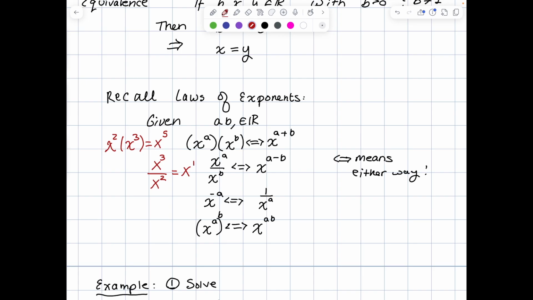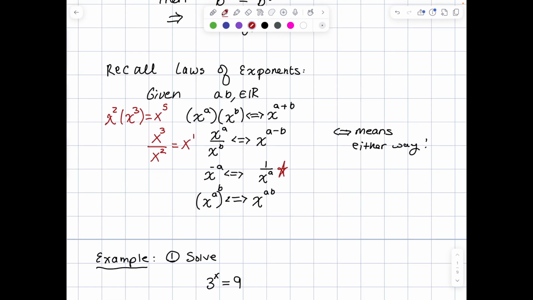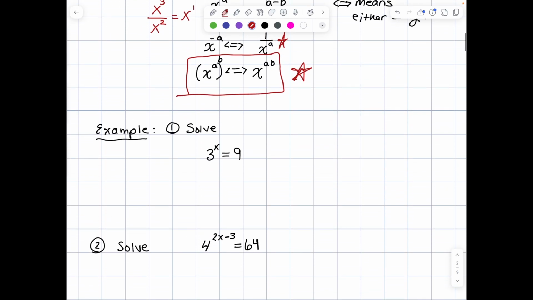X to the negative a is going to cross the fractional bar to become a positive 1 over x to the a. So this is just an important rule to memorize. And then if you are raising some power to a power, we multiply those together. This is the most important rule that you need to remember for this section. So let's solve this equation here.